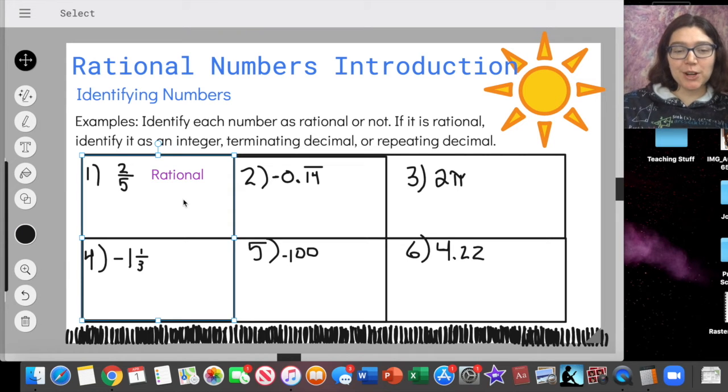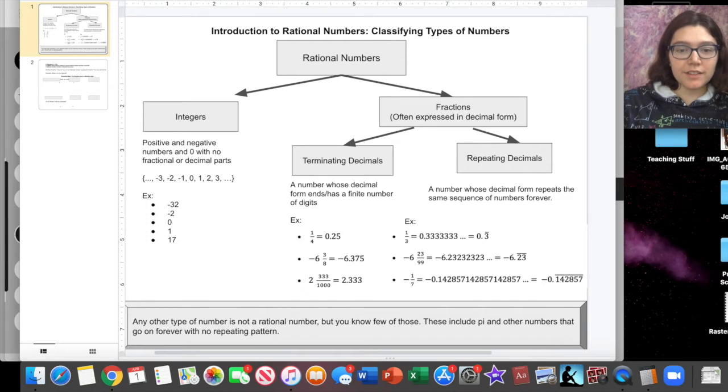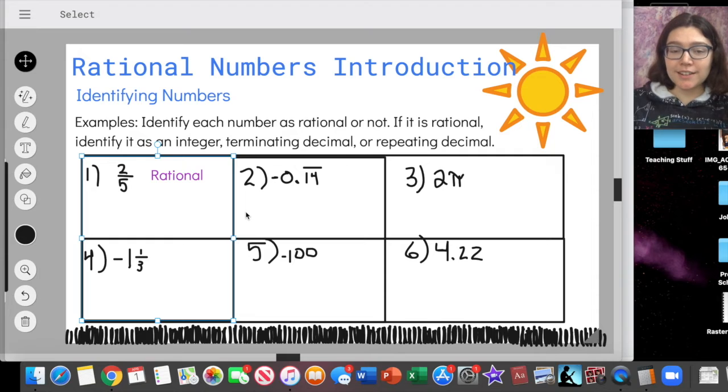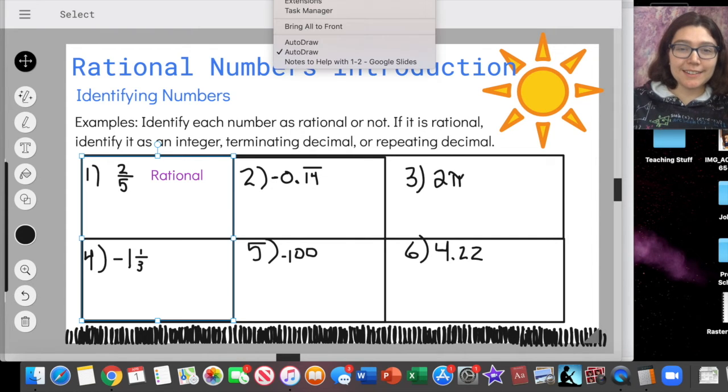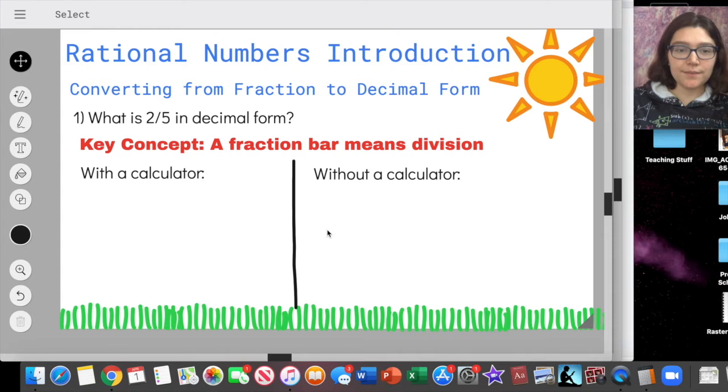A rational number can look like a fraction of integers. If I go back to my notes, 2/5, it's a fraction. And fractions are a type of rational number, so we know it's a rational number. Then though, since it's a fraction, we need to decide, is it a terminating decimal or a repeating decimal? Okay, so how do we do that? We need to convert 2/5 into its decimal equivalent. So now I'm actually going to go to a different slide to talk about the ways we can do that.